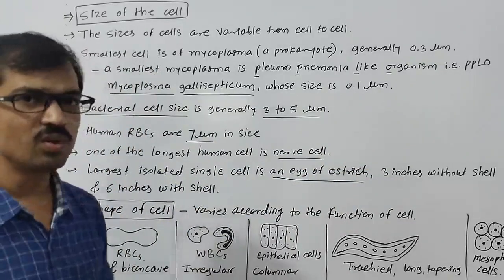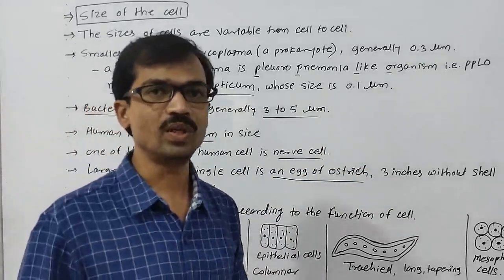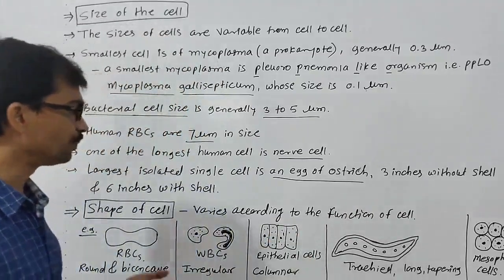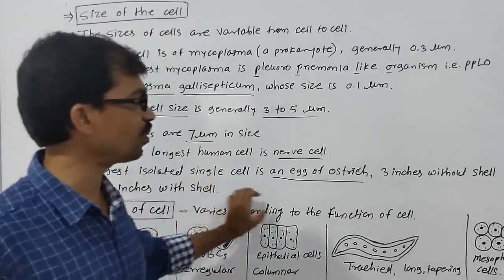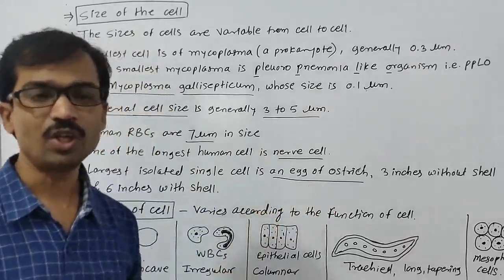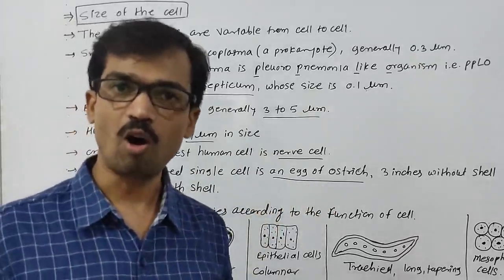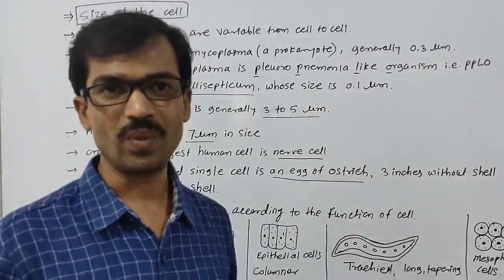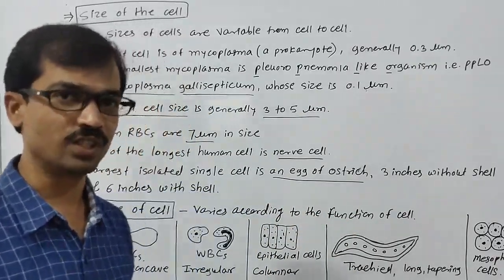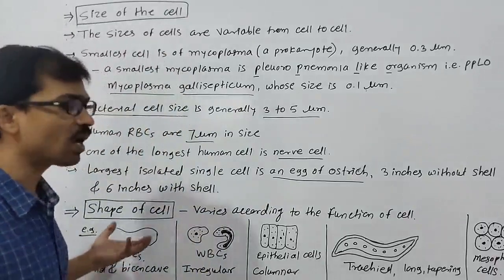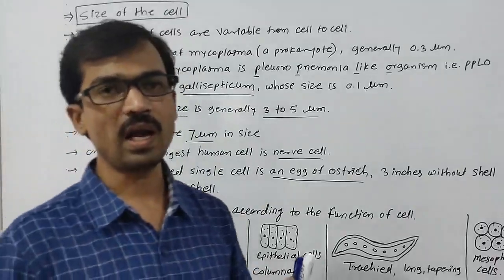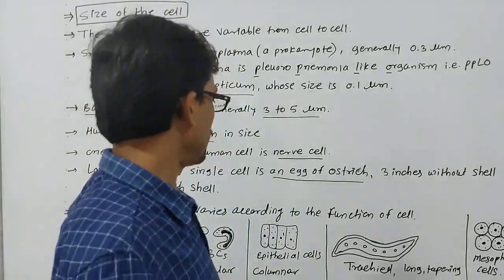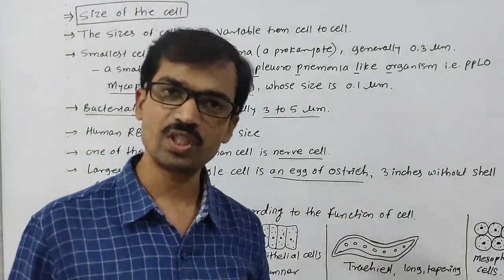Then finally we have to discuss in today's lecture the shape of the cell, and the shape of the cell also varies from cell to cell, and basically the shape of the cell is a function of the function of the cell. मतलब the shape is determined based on the function of the cell. For example, human RBCs are round and biconcave. The reason for this type of shape is the function of the cell.